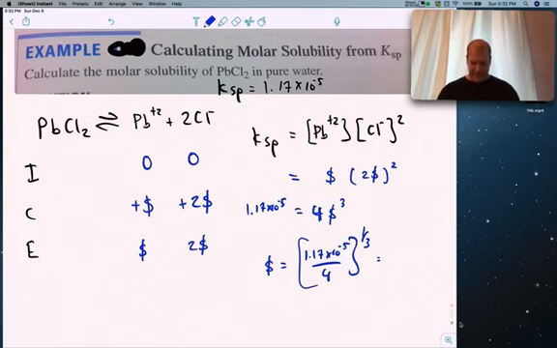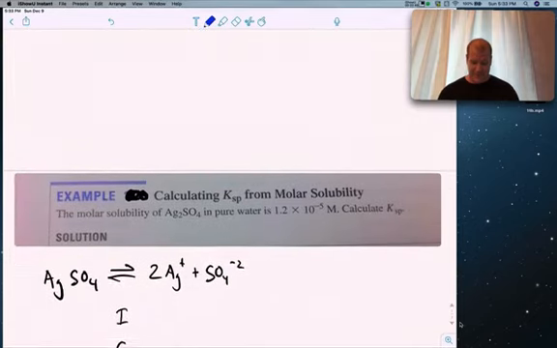And putting that in your calculator: 1.17e minus 5 divided by 4, to the 1 divided by 3 power. And this means this is 0.0143. So the molar solubility is about 0.0143 moles per liter in pure water. So that's not very much. That's why we say it's insoluble. It doesn't really dissolve that much.